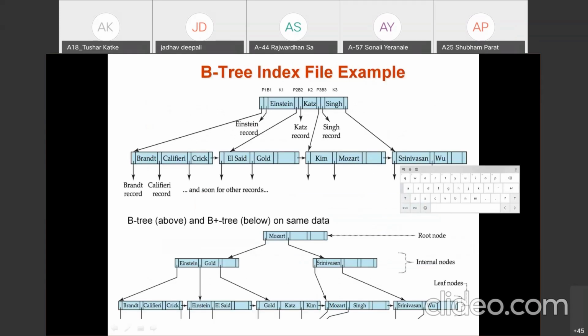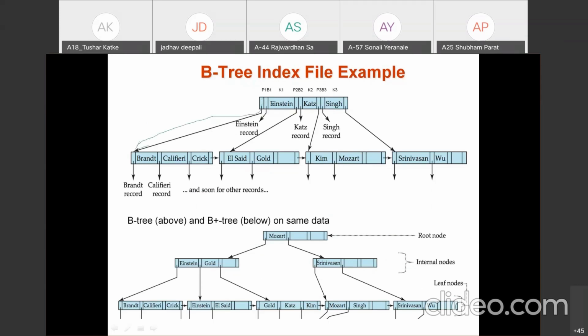So that is shown here. Einstein, Katz and Singh. You can observe that along with that there is a bucket pointer. So pointer P1 points to the records which are less than Einstein. You can observe here which are less than Einstein, and pointer B1 points to the record with Einstein. The record means the file is not shown here, but it points to the record with Einstein. So we call it a bucket pointer, which points to the record equal to Einstein.